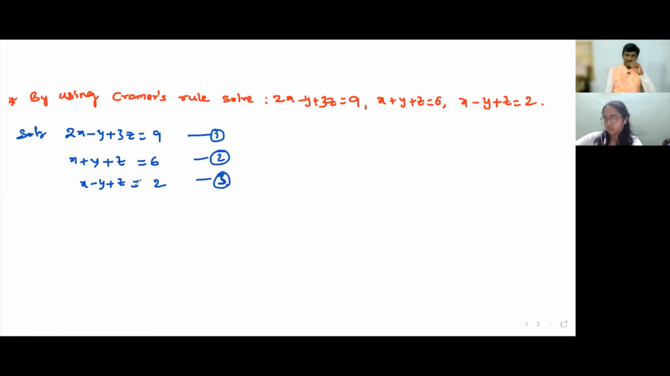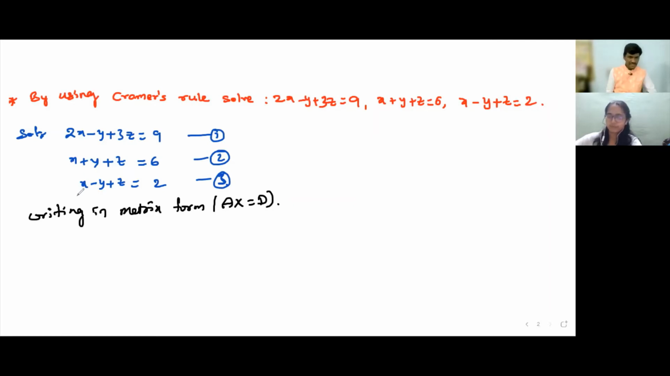Already these equations are in the matrix standard form, meaning equal to a constant. No need to convert again. Directly we are going to write in the matrix form. What is the matrix form here? Matrix form is AX is equal to D.